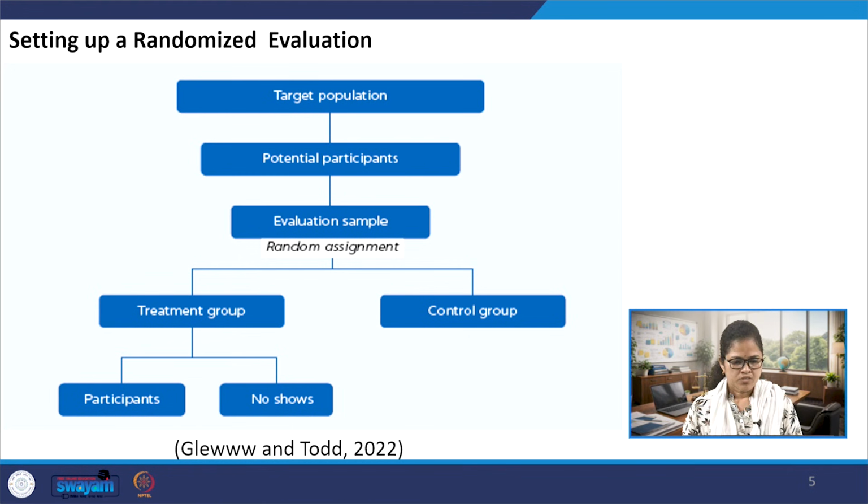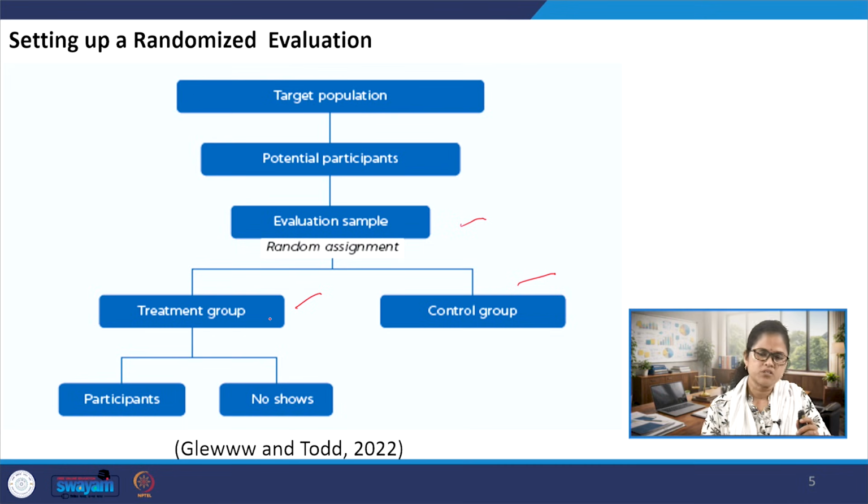Here we can see how to set up a randomized evaluation. We start with the target population. From this target population we identify the potential participants and the evaluation sample. From this evaluation sample we randomly assign the participants or members into two broad groups, as I told you: one is the treatment group and the second is the control group.